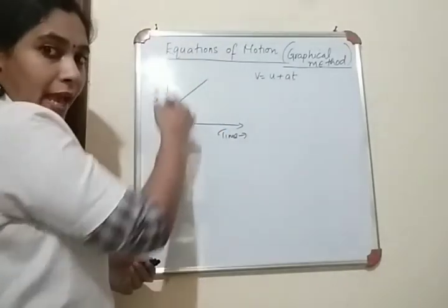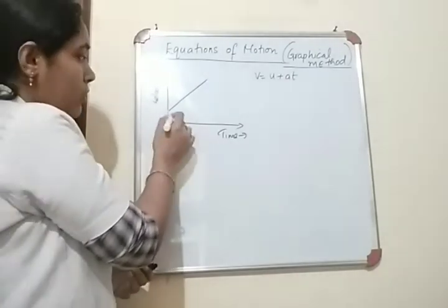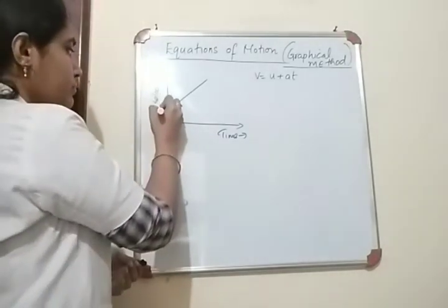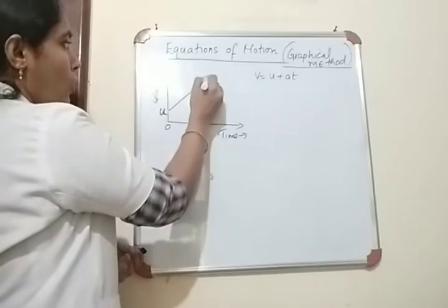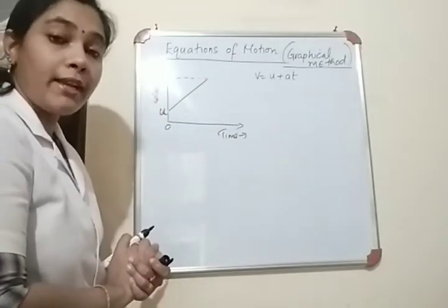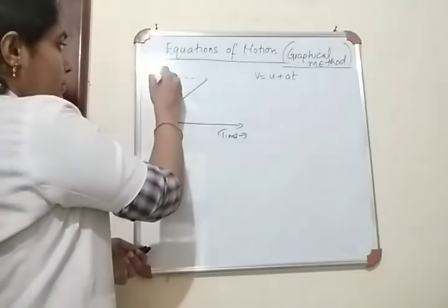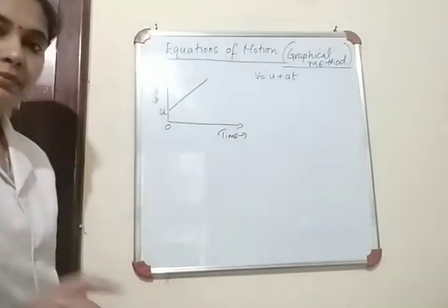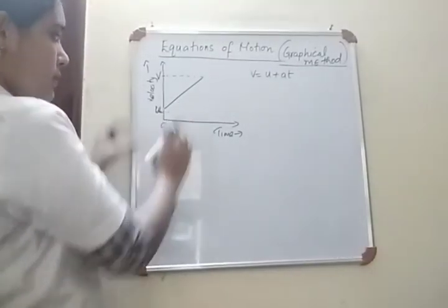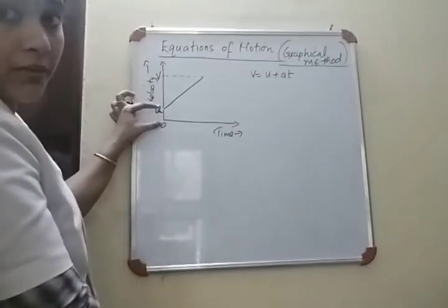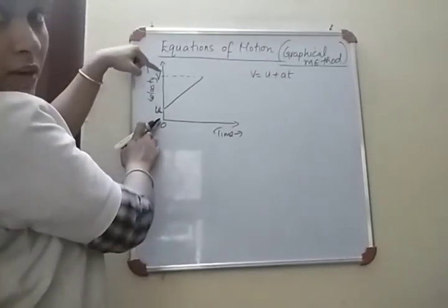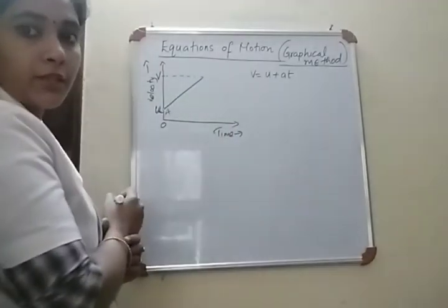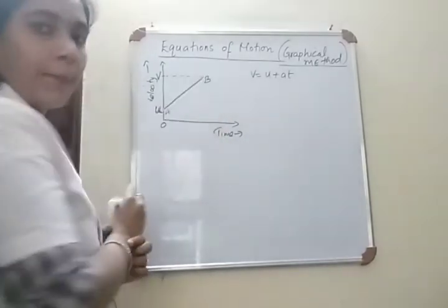So this is the velocity axis. This point, which corresponds to the initial position of the object, represents the initial velocity u. And this point, which corresponds to the final position of the object, the velocity corresponding to this point, let it be v, which is our final velocity. This distance is our initial velocity and this distance is our final velocity. Next, we can name this point. Let this point be A, let this point be B.